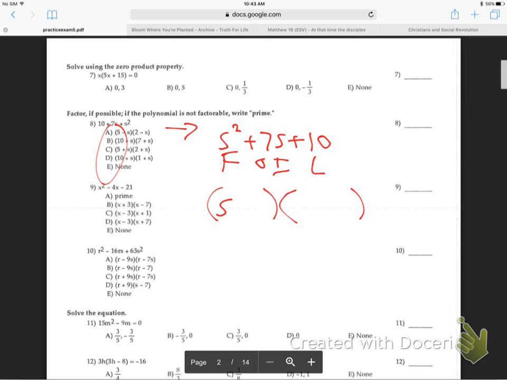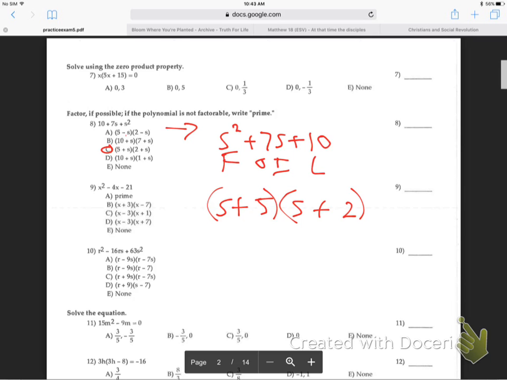Two parentheses, S is in the front. 5 times 2 is 10. That's the easy one, huh? Both plus, that's 7. We got it. Whatever answer that is, I can't tell. It's C. They just have them reversed. That's fine. C it is.